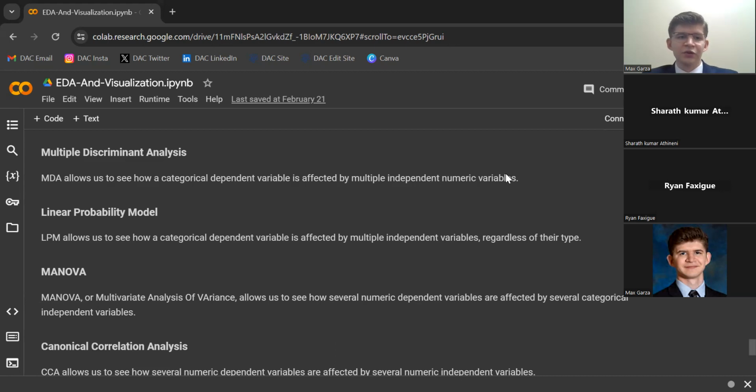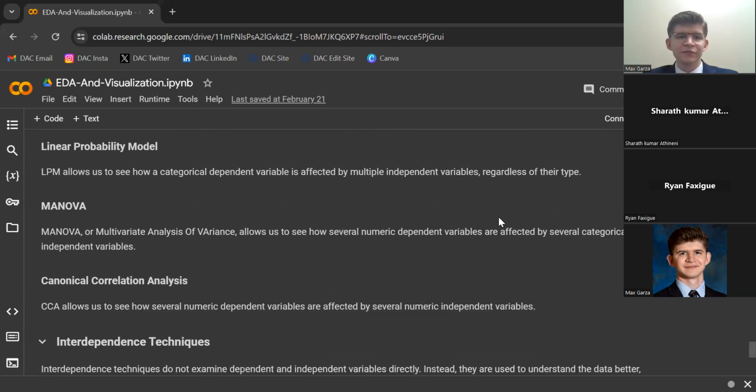And going into the linear probability model, we can see how the categorical dependent is affected by multiple independent variables, but it doesn't matter if those inputs are categorical or if they are numeric, right? It really doesn't matter what we give it. It'll just be able to predict the value of a category.